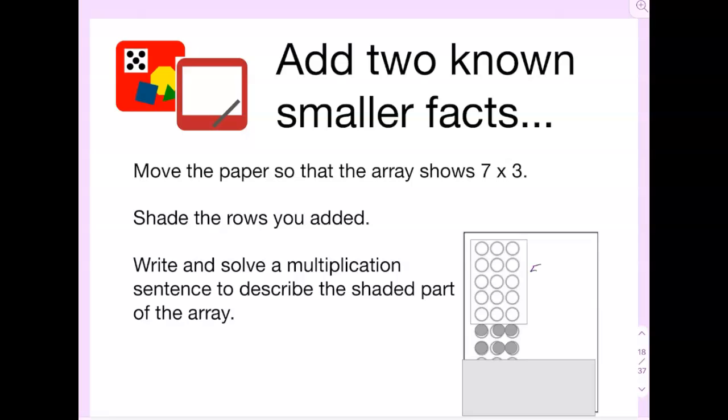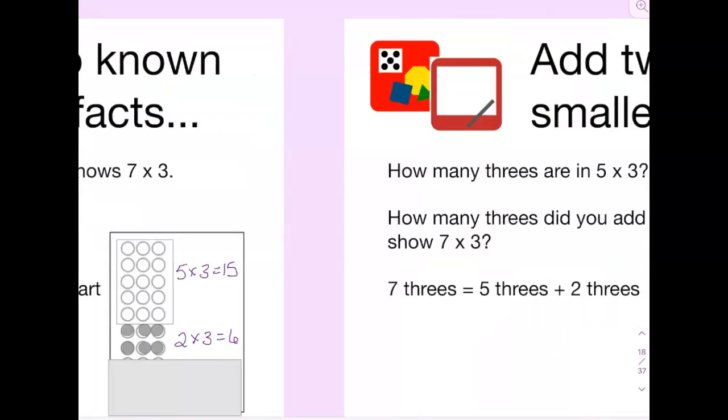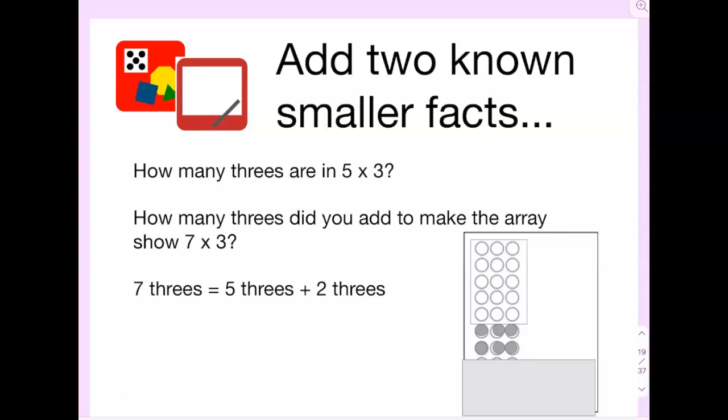So up here we had 5 times 3 equals 15. And down here we have 2 times 3 equals 6. So we're still adding 2 smaller facts. So how many 3's are in 5 times 3? So in this array, how many 3's do we have? We have 5 3's. How many 3's did you add to make the array to show 7 times 3?